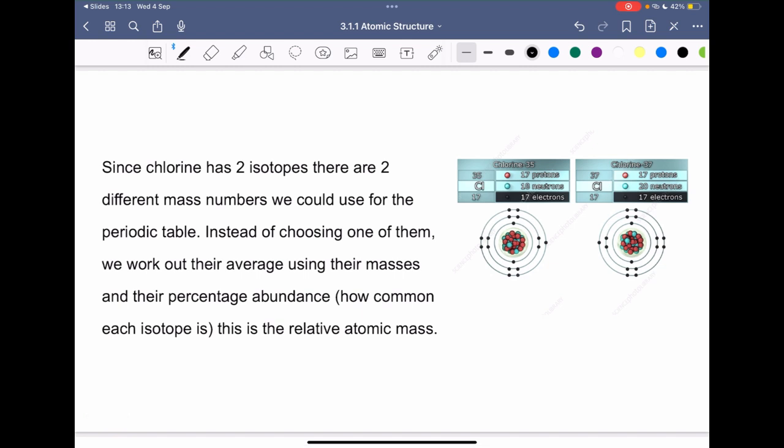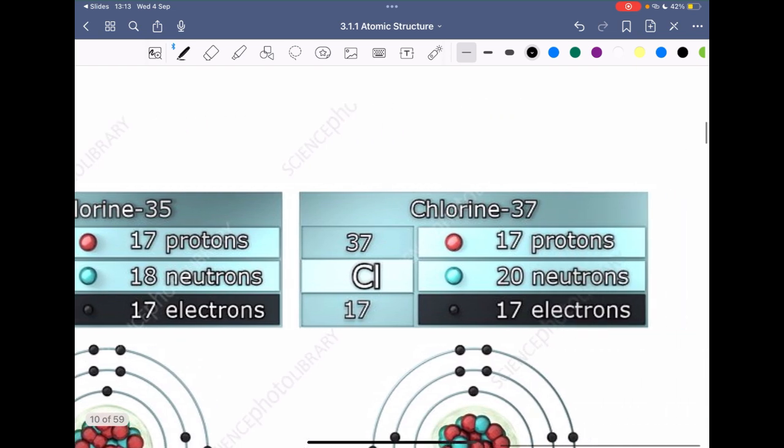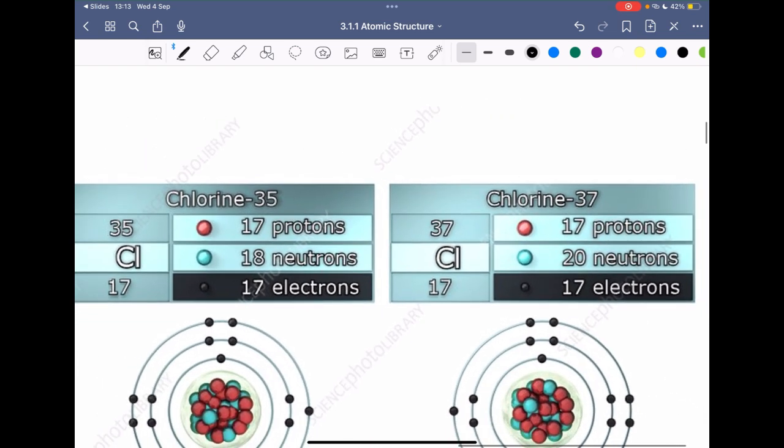Since chlorine has two isotopes, there are two different mass numbers we could use for the periodic table. Instead of just choosing one of them, we work out the average using their masses and their percentage abundance, which is basically just a fancy way of saying how common each isotope is. The answer to this calculation is called the relative atomic mass. So instead of just choosing either 35 or 37 for the big number, the mass, we work out an average.